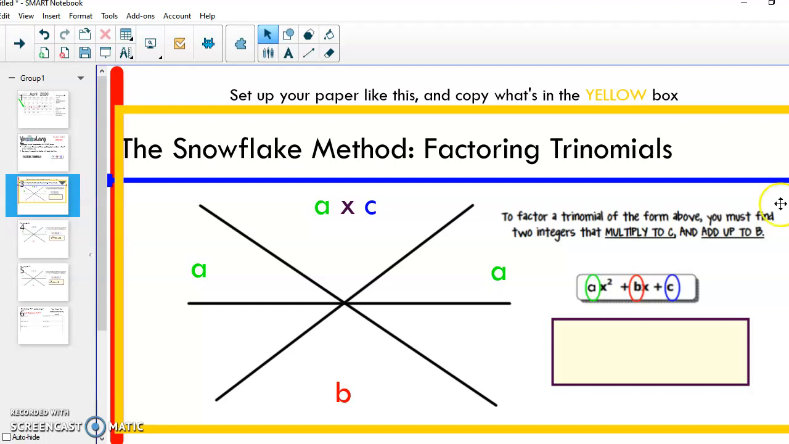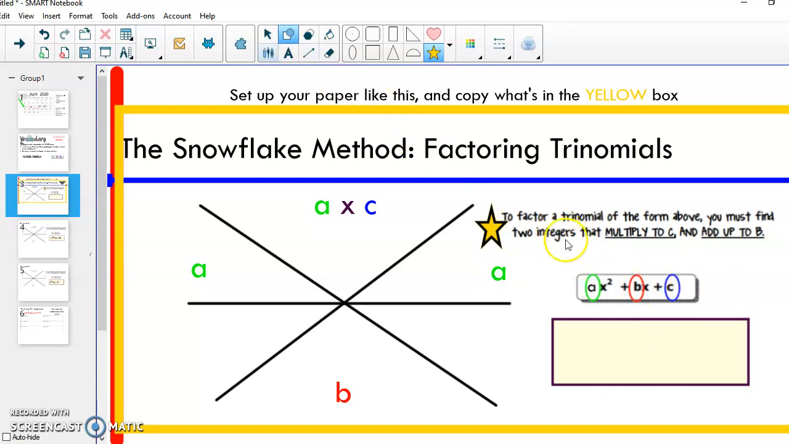So the thing that we need to focus on today, and I'm actually going to put a little star next to this fact. To factor a trinomial, to factor something like this ax squared plus bx plus c, remember factoring means breaking it down, we need to find 2 integers.